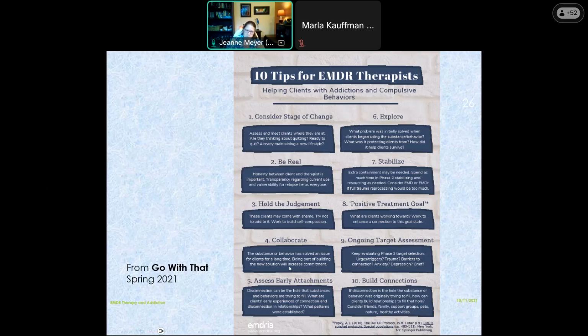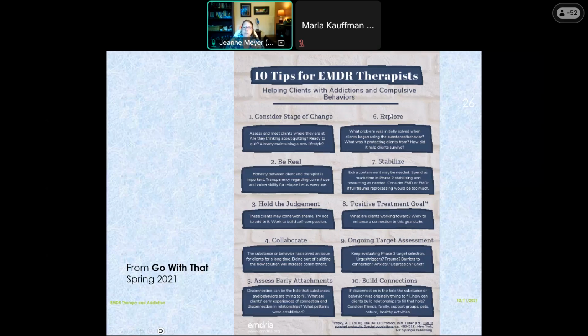So that goes along with collaboration with the client. And then assess early attachments. Attachment disruption is going to interfere with people being able to get support in recovery, and what that support looks like, if it's conflictual or avoidant, or just kind of what it looks like.